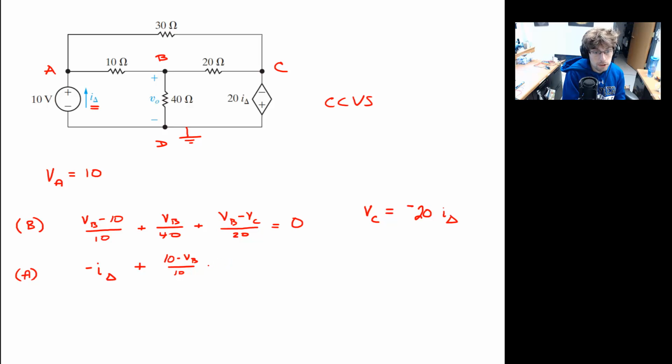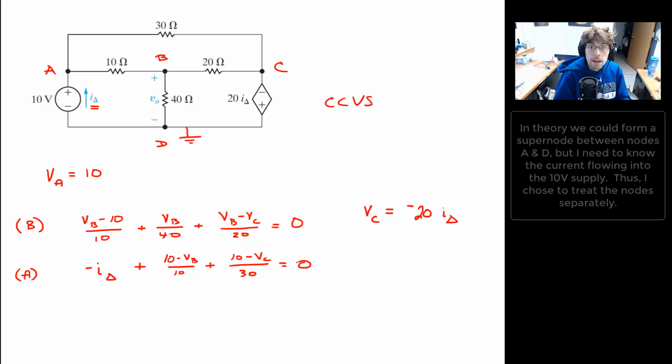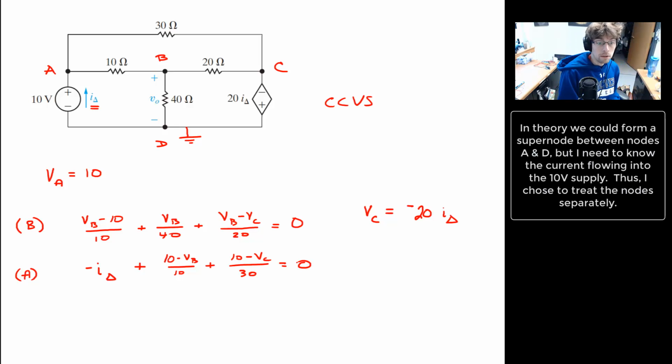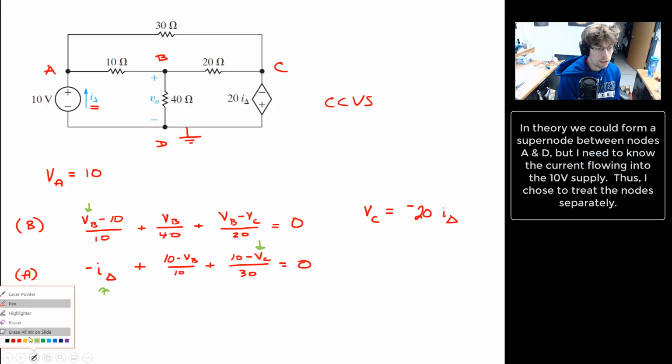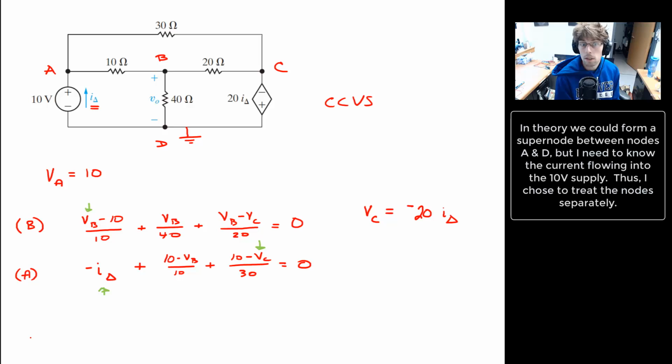Then we have this top branch, 10 minus VC over 30 equals 0. And now we are golden, right? Let's take a look. We've got 3 unknowns, VB, I delta, and VC. Okay. And 3 equations. So we can go ahead and form our matrix and solve.